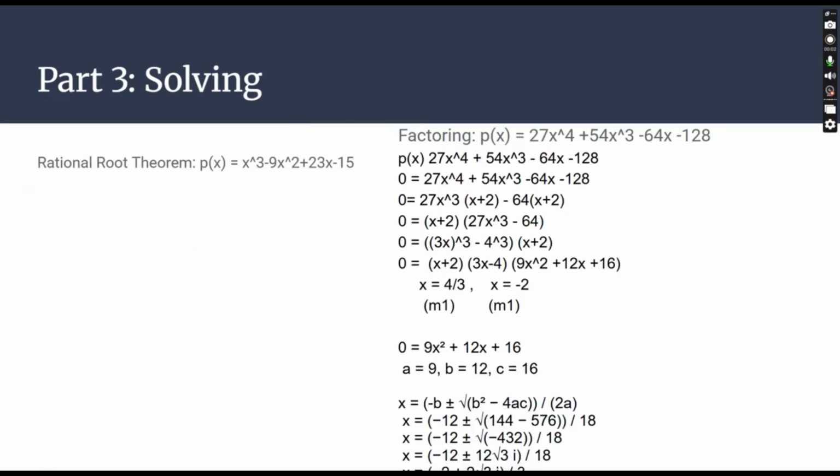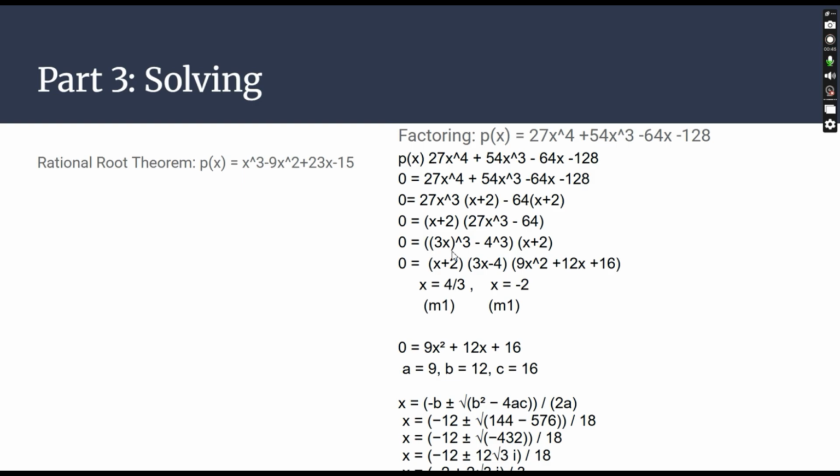Our next example involves factoring a fourth degree polynomial, 27x to the fourth plus 54x cubed minus 64x minus 128. We use factoring by grouping to rewrite it as 27x to the third times quantity x plus 2, minus 64 times quantity x plus 2. We then factor out the common binomial, quantity x plus 2, leaving us with quantity x plus 2 times quantity 27x to the third minus 64.